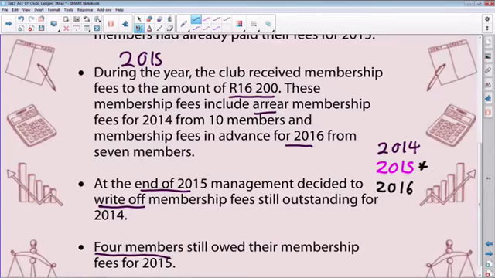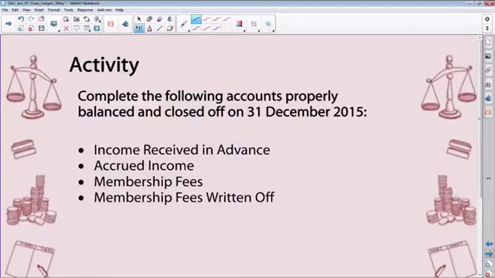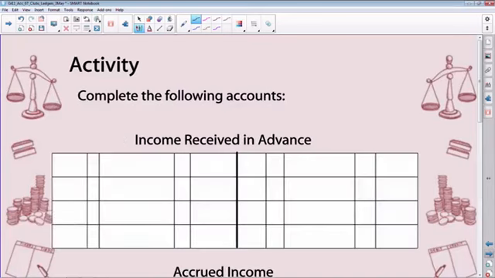Okay, right, so let's look at what is required. So the activity wants us to complete the following accounts properly balanced and closed off on the 31st of December 2015. Income received in advance, accrued income, membership fees, and membership fees written off. Okay, so let's get started. Right, we've got income received in advance. So immediately, this is a liability, okay, minus plus.